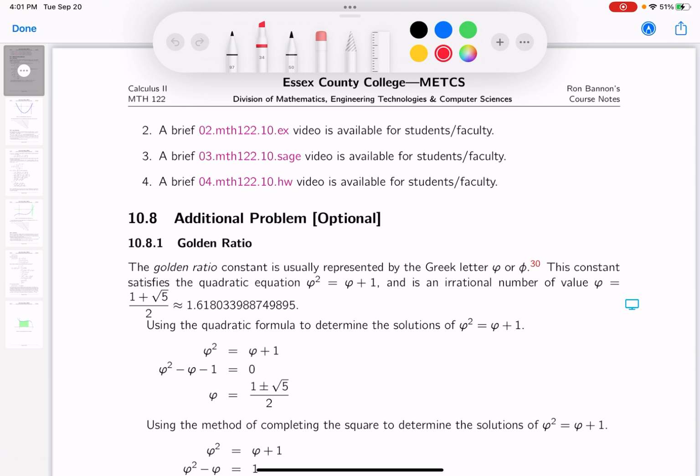Okay, we're going to talk about the golden ratio. This is the number that's called the golden ratio. It's approximately this number over here. Now, since the golden ratio is a constant, it's usually represented by a Greek letter.